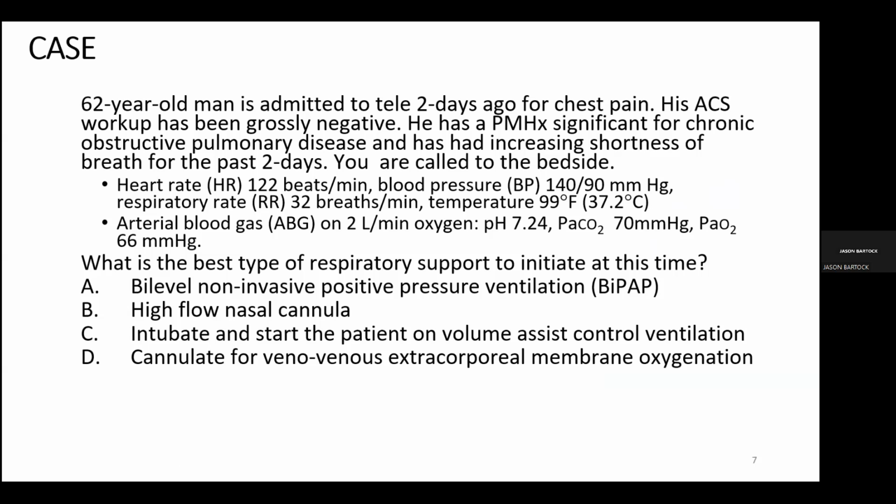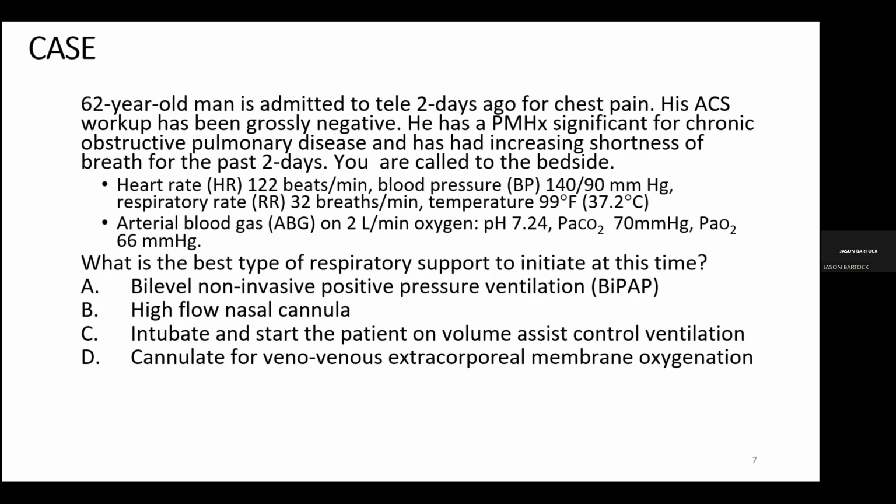Would you place the patient on bilevel non-invasive positive pressure ventilation or high flow nasal oxygen? Would you jump to intubating this patient immediately and placing them on volume assist control, or would you cannulate the patient for veno-venous ECMO? ECMO tends to be a very hot topic, so I put that in there just mostly as a funny distractor. No one would put this patient on ECMO.